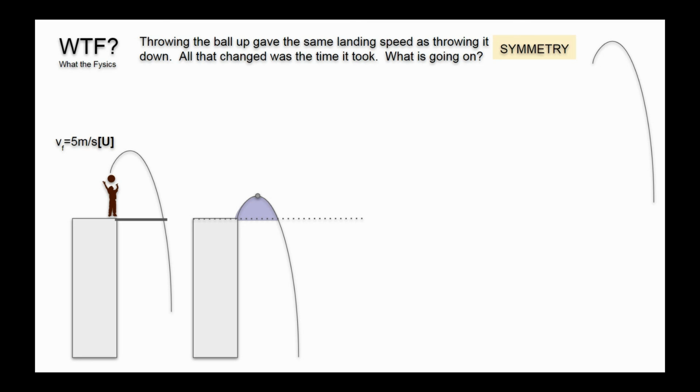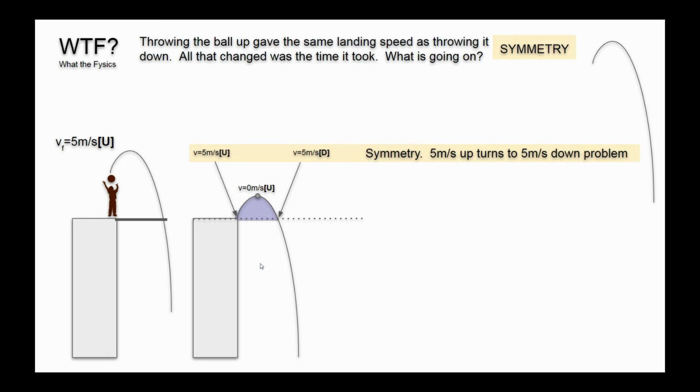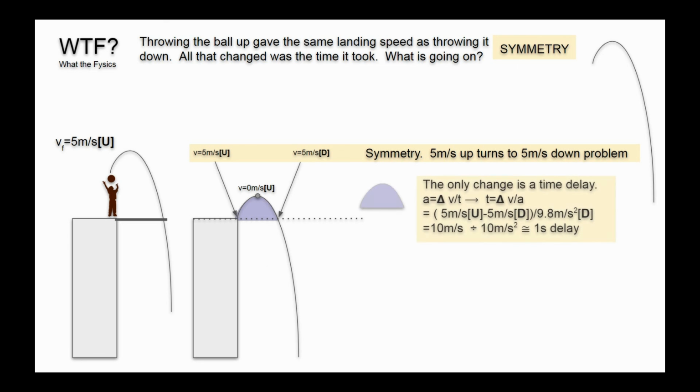The ball went from 5 to a peak of 0, and it fell back to 5. And so it winds up being the same as if he just threw it down at 5 meters a second. The only change was a time delay. It takes half a second to go up, half a second to come down, so there's only a time delay that took place when you threw it upwards.